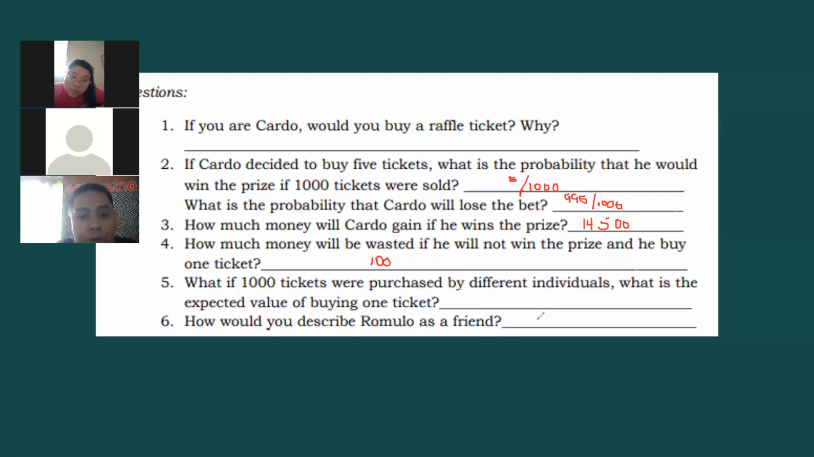Expected value of 1 ticket. So ito nga ang malalaman natin mamaya. Ano yung expected value natin sa bawat ticket? Okay? Yan ang malalaman natin ngayon, yung expected value.